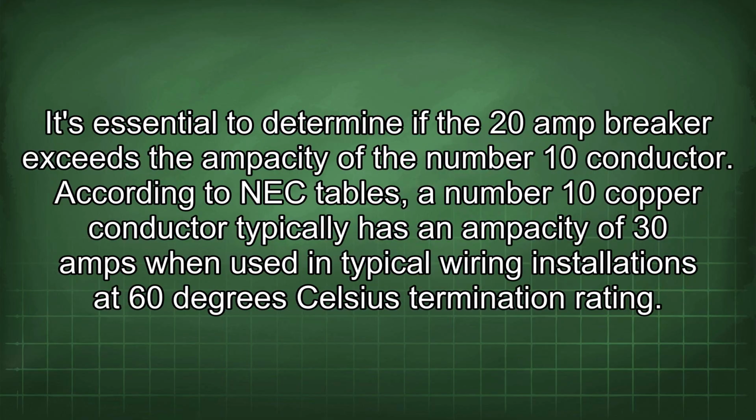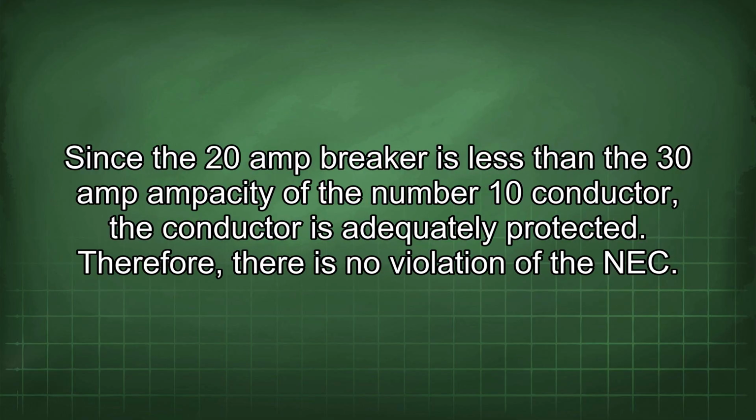It's essential to determine if the 20-amp breaker exceeds the ampacity of the number 10 conductor. According to NEC tables, a number 10 copper conductor typically has an ampacity of 30 amps when used in typical wiring installations at 60 degrees Celsius termination rating. Since the 20-amp breaker is less than the 30-amp ampacity of the number 10 conductor, the conductor is adequately protected. Therefore, there is no violation of the NEC.